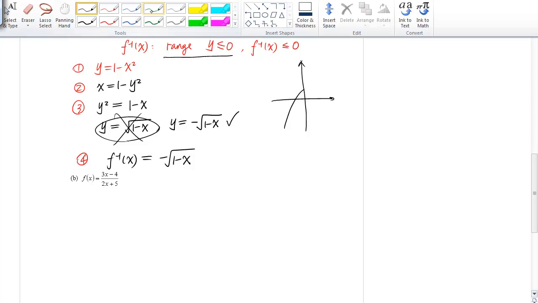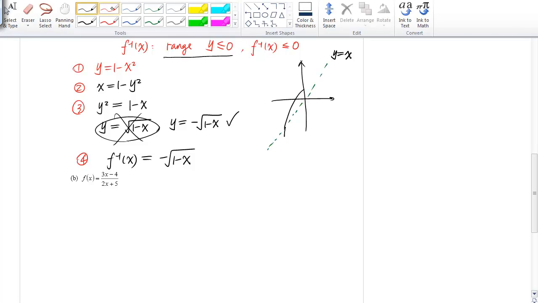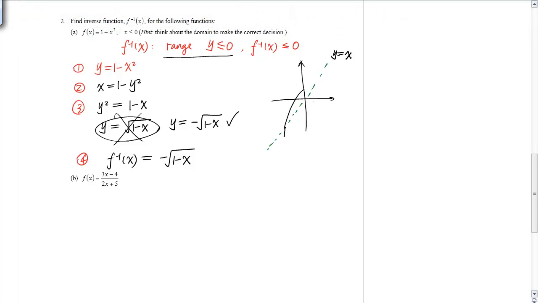And then you know that the inverse function must be symmetric about the 45 degree line, or the identity function y equals x line. And when you draw the mirror image of the original function, it looks like this. And again, that tells you that the range of this function, as you can see, lies in the lower half of the coordinate system. Therefore, the range of it is y is smaller or equal to 0. That could also help you decide that this one should be the inverse function instead of this one right here.